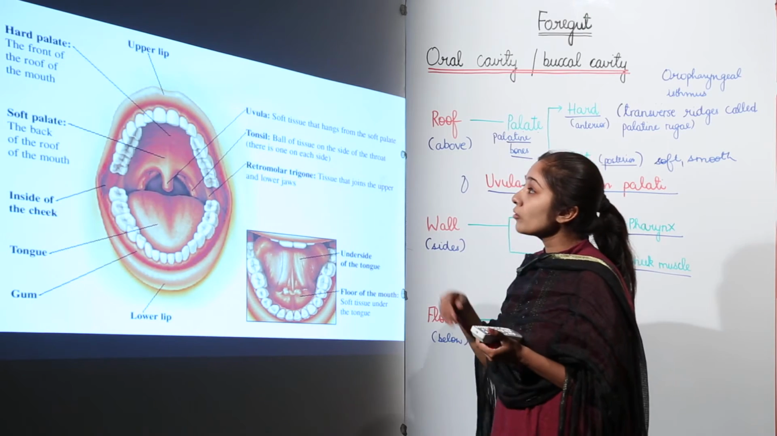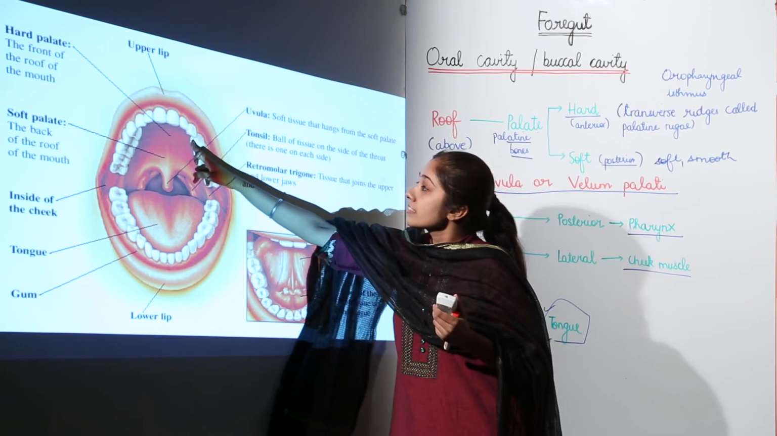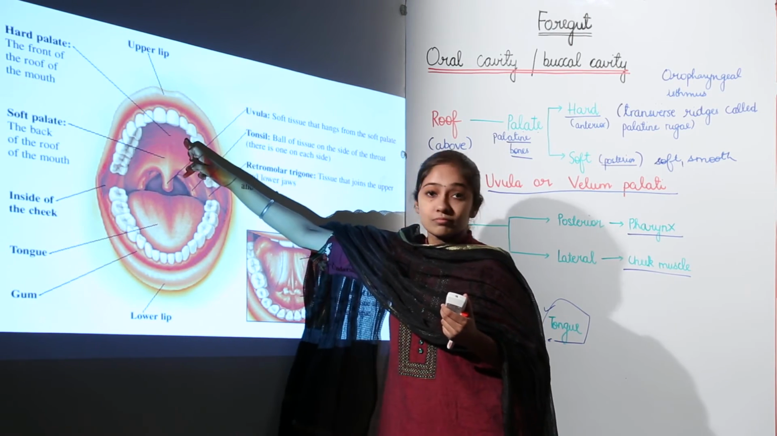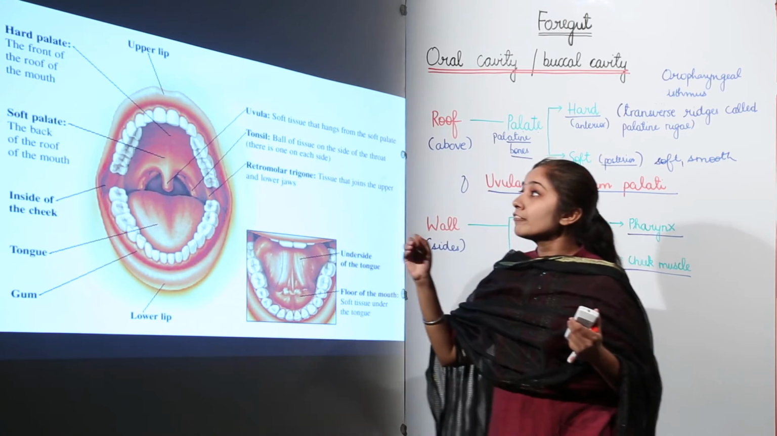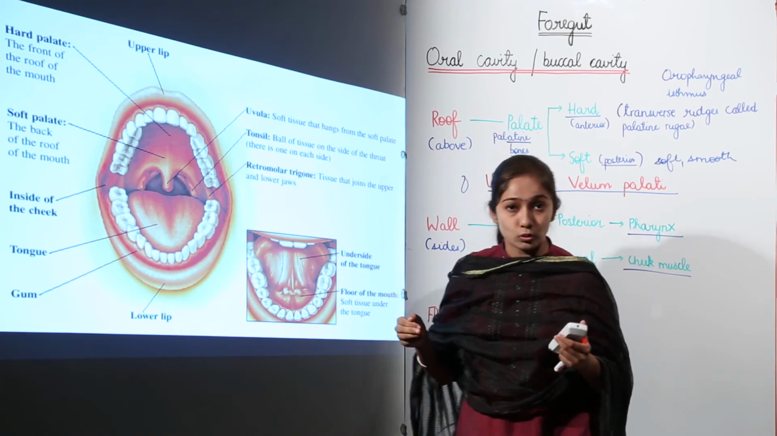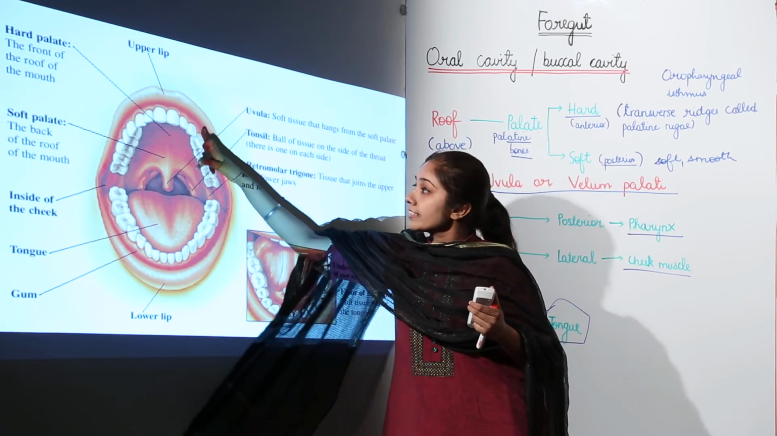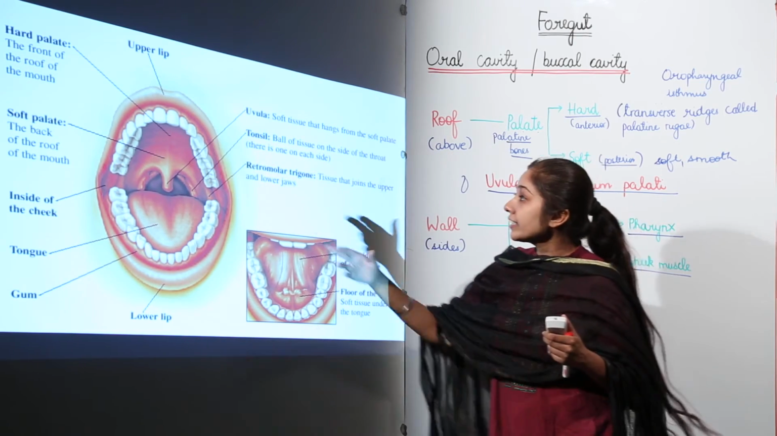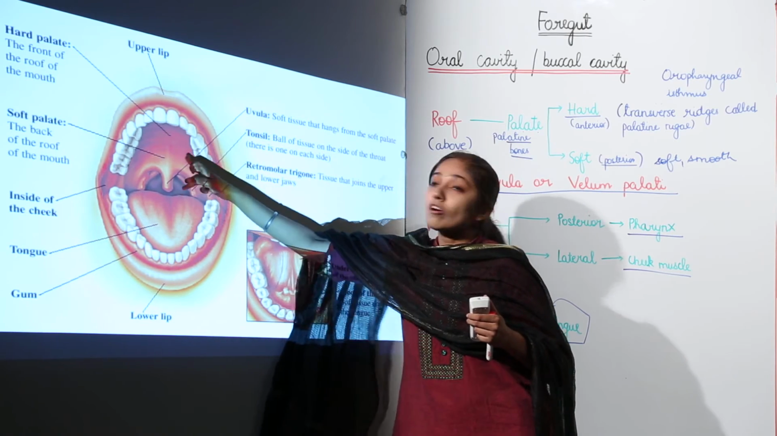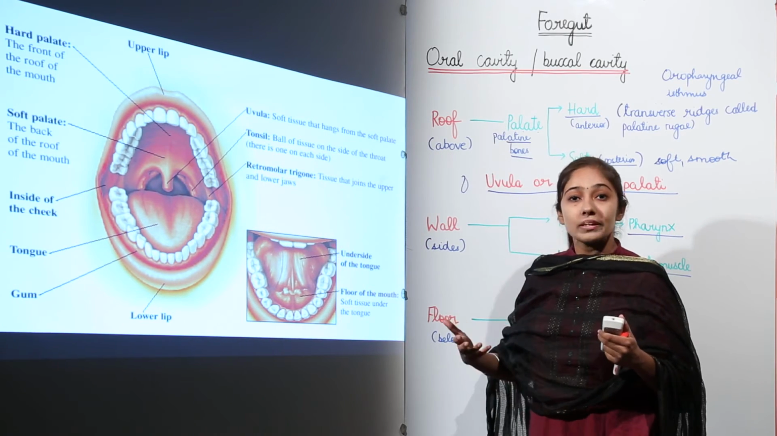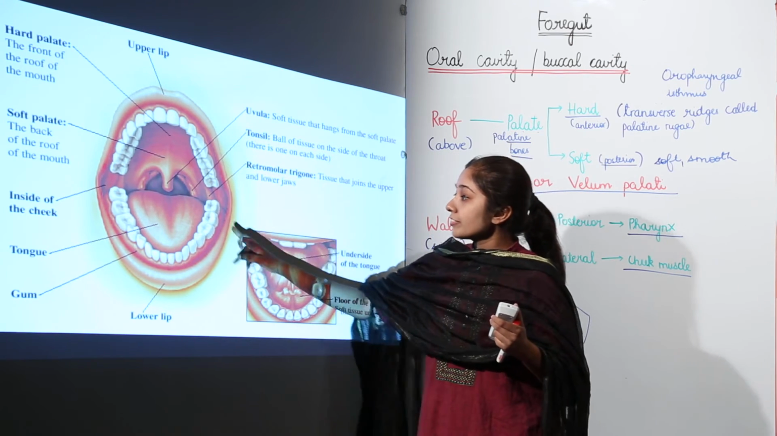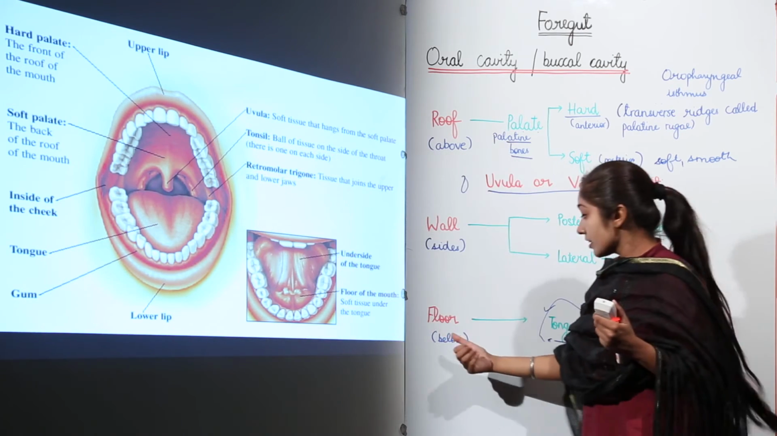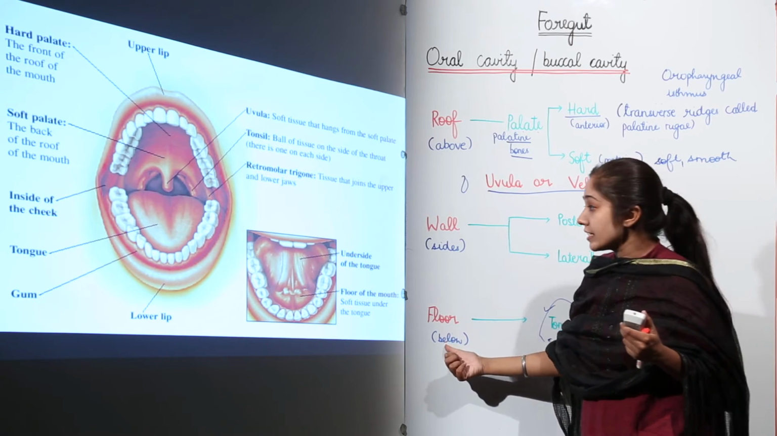When we talk about the buccal cavity, this is the anterior palate, right? The anterior palate is the hard palate, which is forming the front of the roof of the mouth. Moving on to the soft palate, it is forming the back of the roof of the mouth. Then we have the tongue forming what? The floor of the buccal cavity, right?